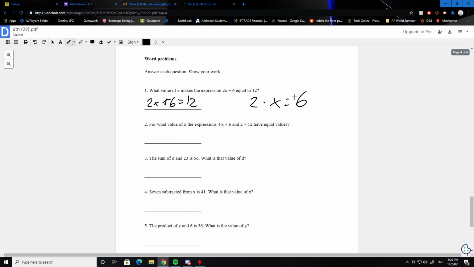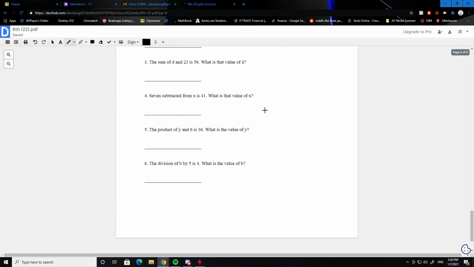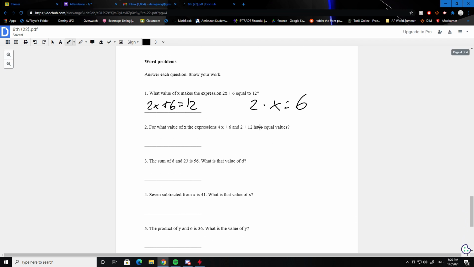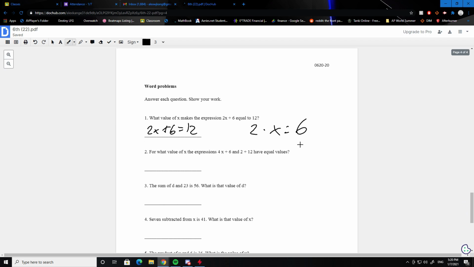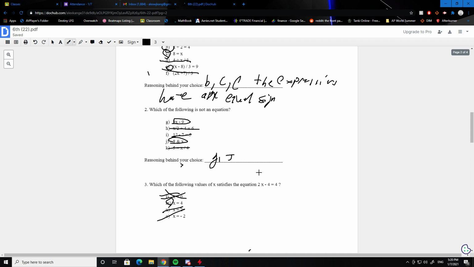And that's pretty much how you do these questions. It's not too hard, don't overthink it. It's very, very simple once you just think about what would make this equation true. So yeah, that's pretty much it for this week's lesson.